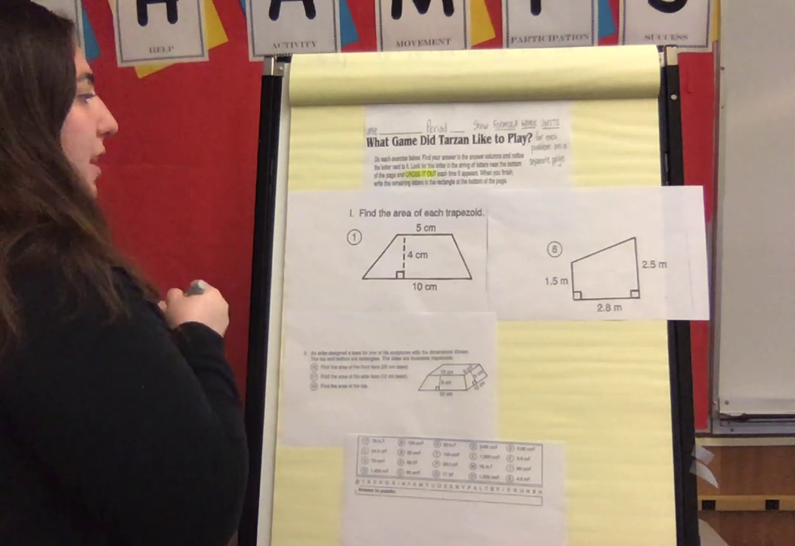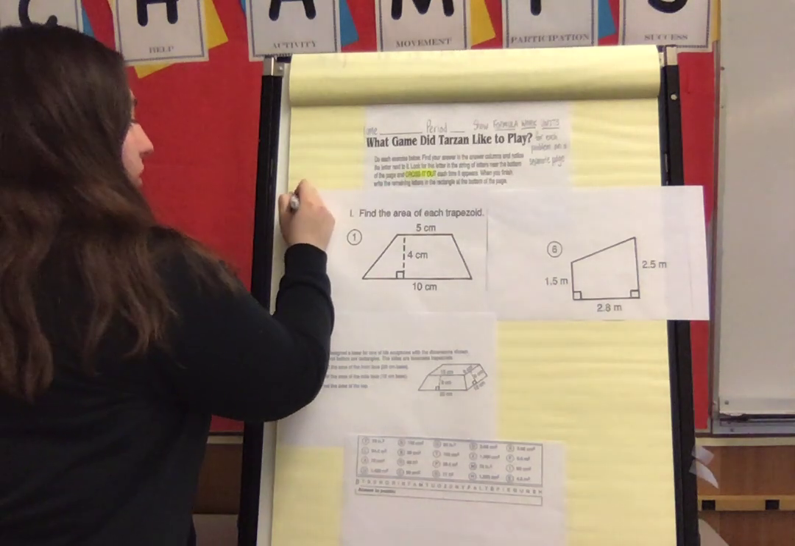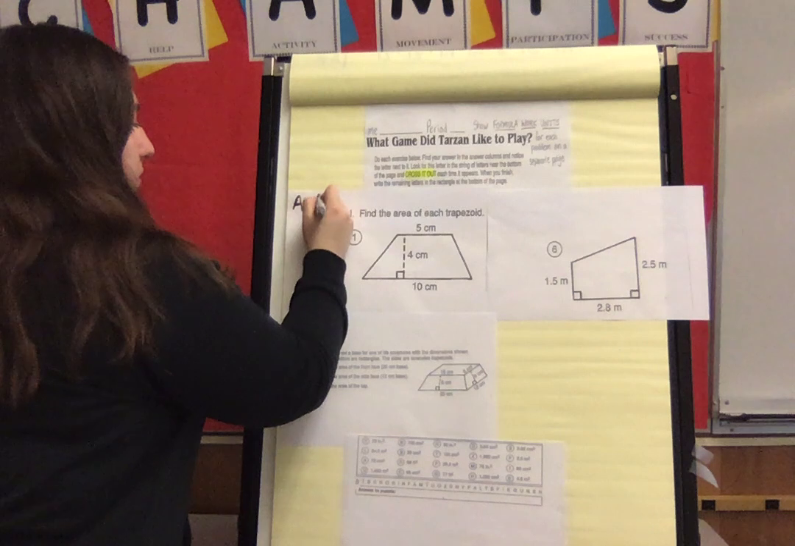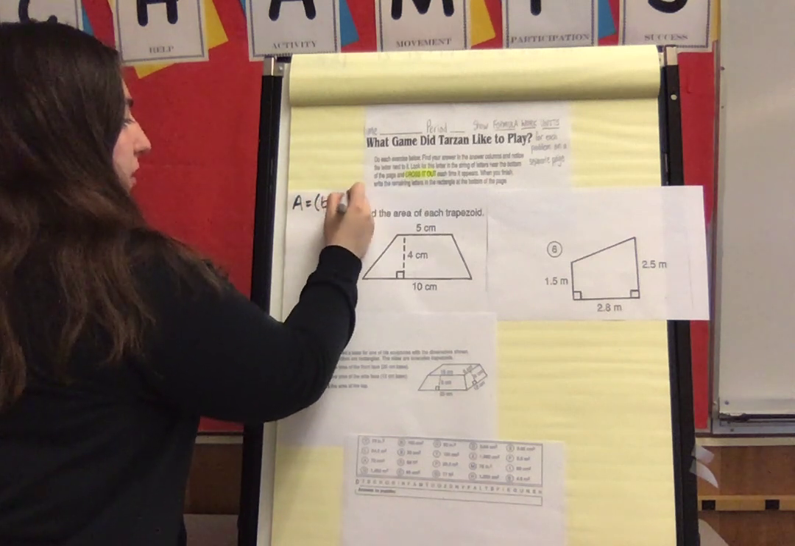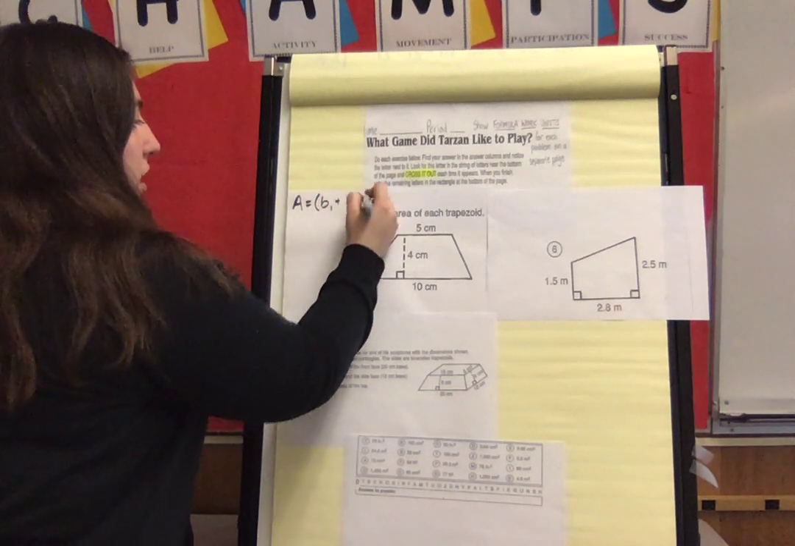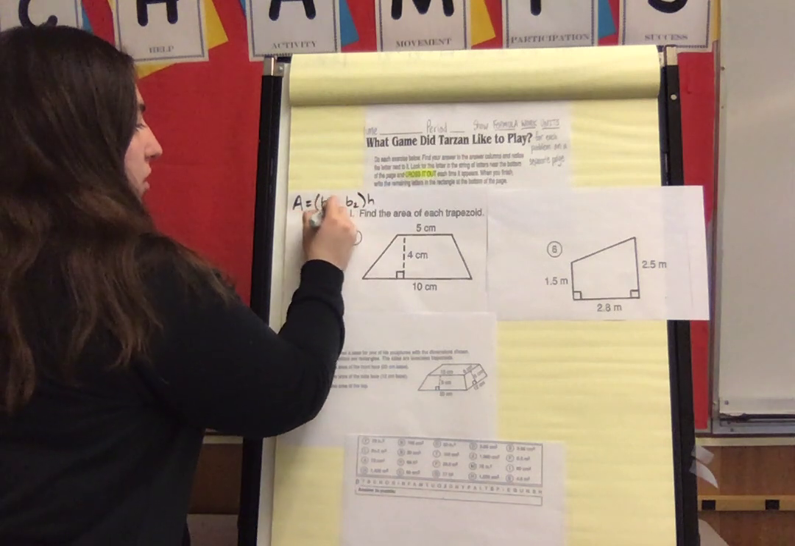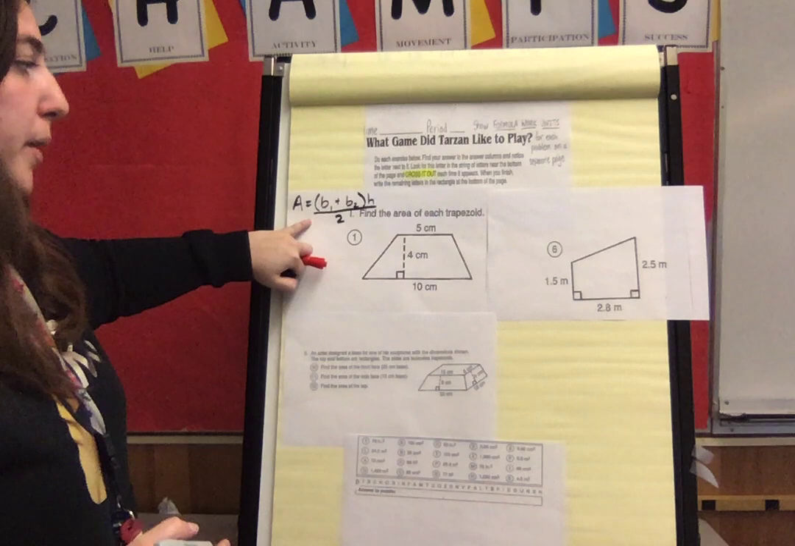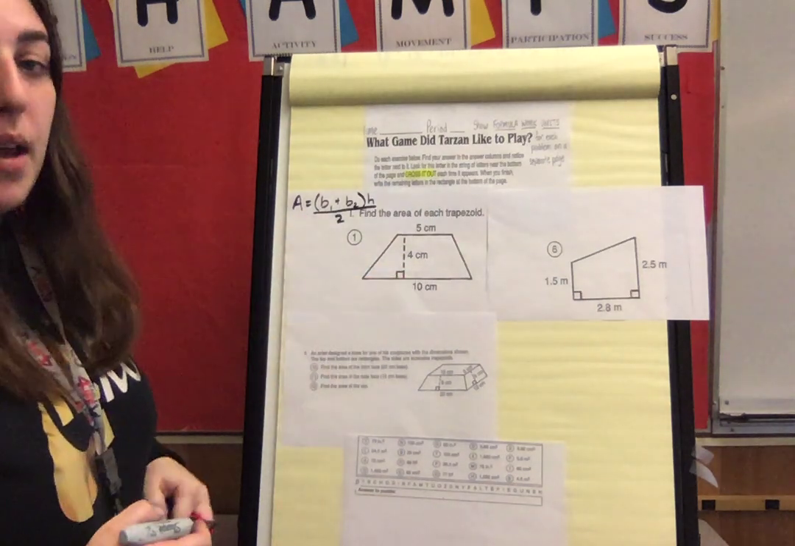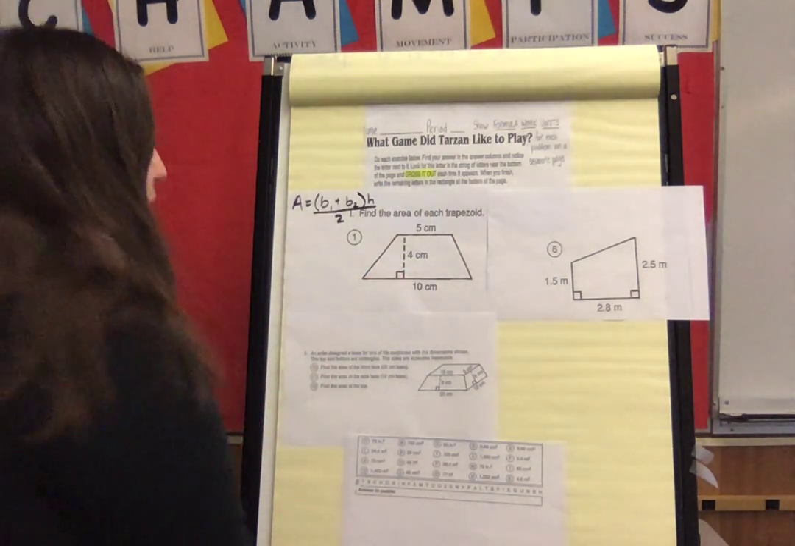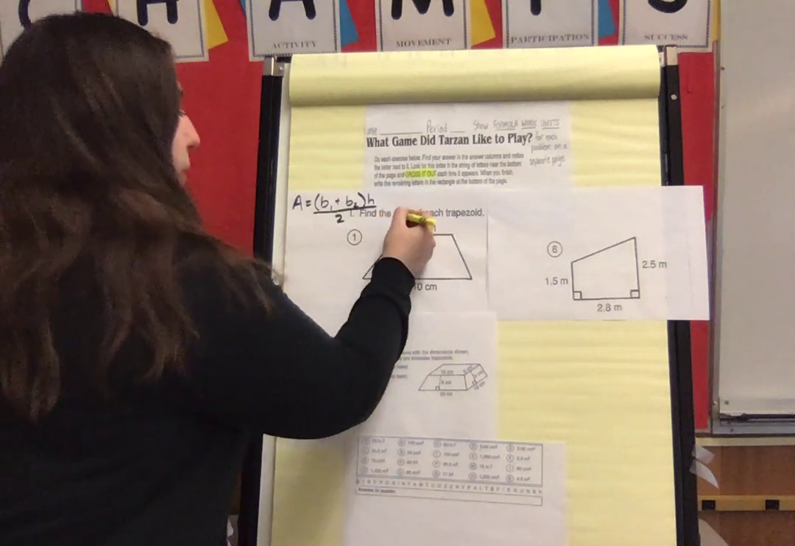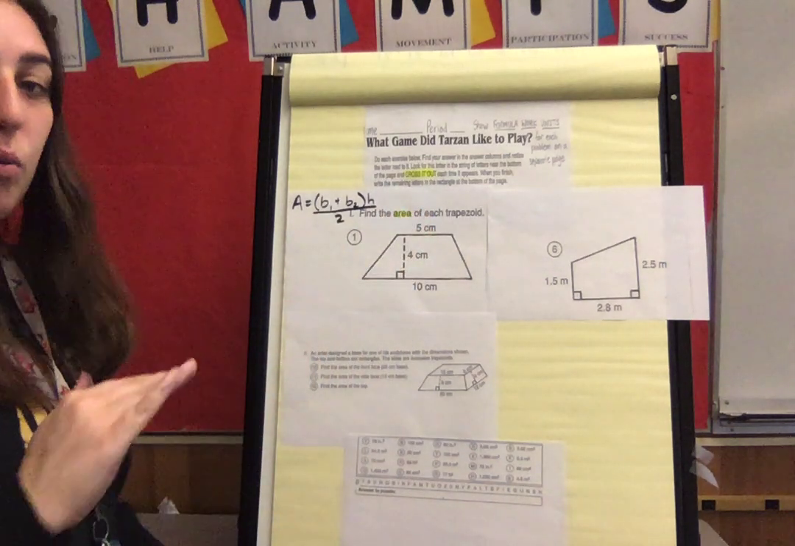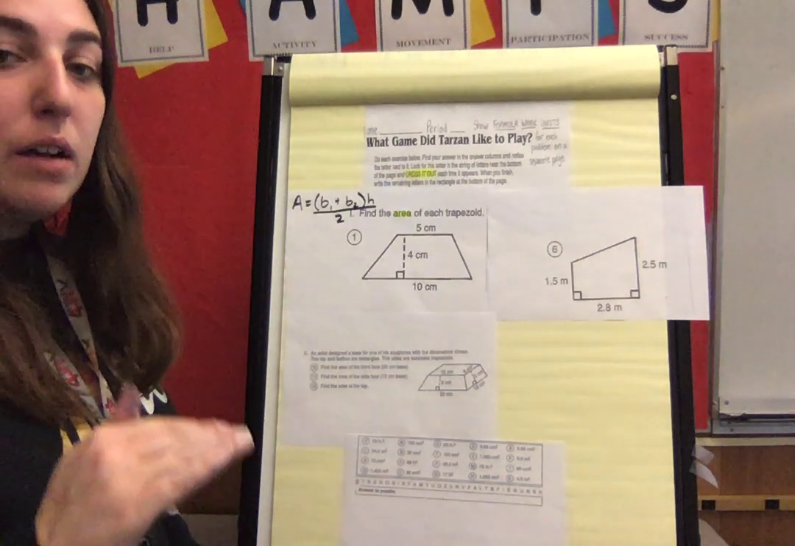So my formula is area equals base 1 plus base 2 times the height all over 2. Okay, that's my formula. I'm going to write it for every single problem that we do. And again, I'm going to highlight this part that we have to find the area of each trapezoid. We're not worrying about perimeter right now, just area.